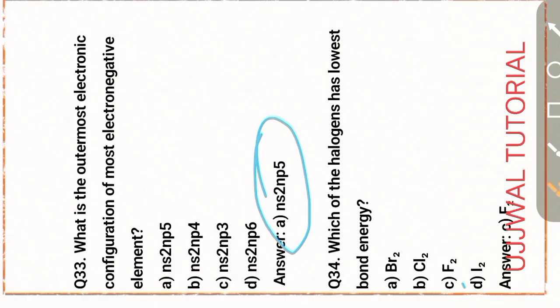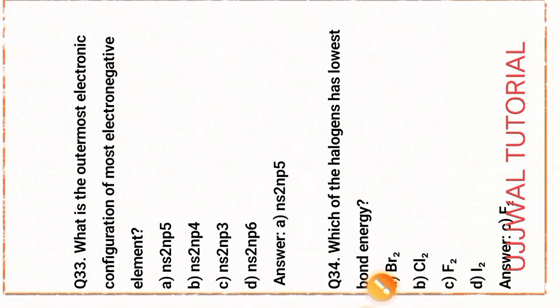Next question, question number 34. Which of the halogens has the lowest bond energy? That is the right answer, option C, fluorine, F2. Option C is the right answer.